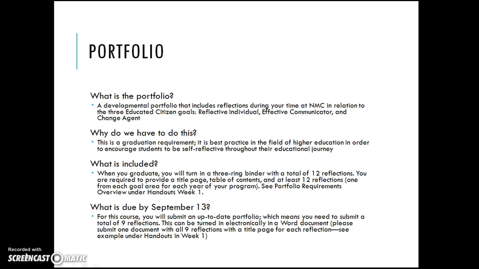You don't need to worry about year 4, of course, or level 4 at this point, because you will complete that during your capstone course in your 4th year of the program. And then you don't have to worry about year 3 either, because you will write those 3 reflections for a grade in this course. So really what you need to do is look back at your assignments and see if you have written portfolio reflections on any of those 3 goal areas: reflective individual, effective communicator, or change agent, for years 1 or 2. If you're in critical reasoning and rhetoric, most students are required to write those 3 reflections.